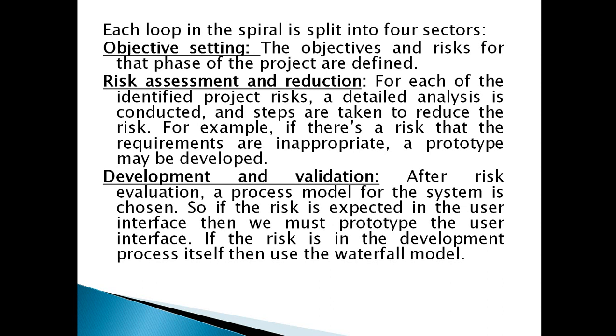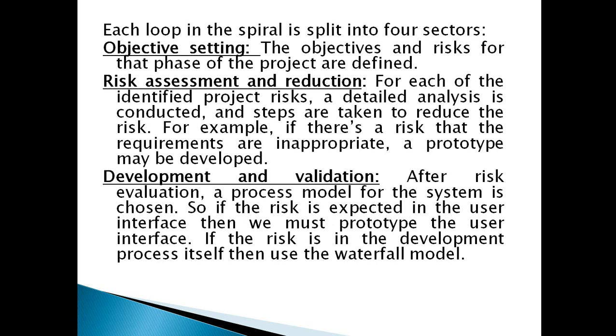Each loop in the spiral model is split into 4 sectors. Objective setting: the objectives and risks for that phase of the project are defined. The objectives mean the requirements have to be defined. The second sector is risk assessment and reduction. For each of the identified project risks, a detailed analysis is conducted and steps are taken to reduce the risk.